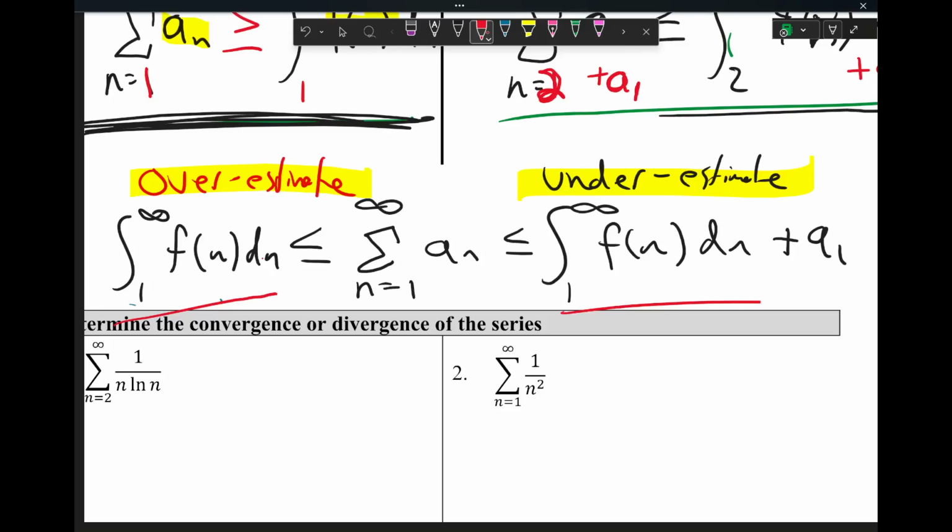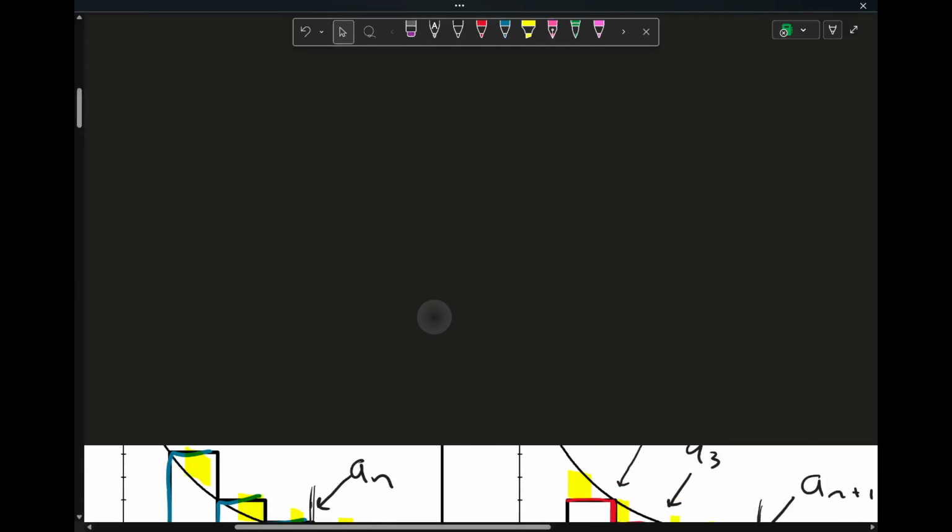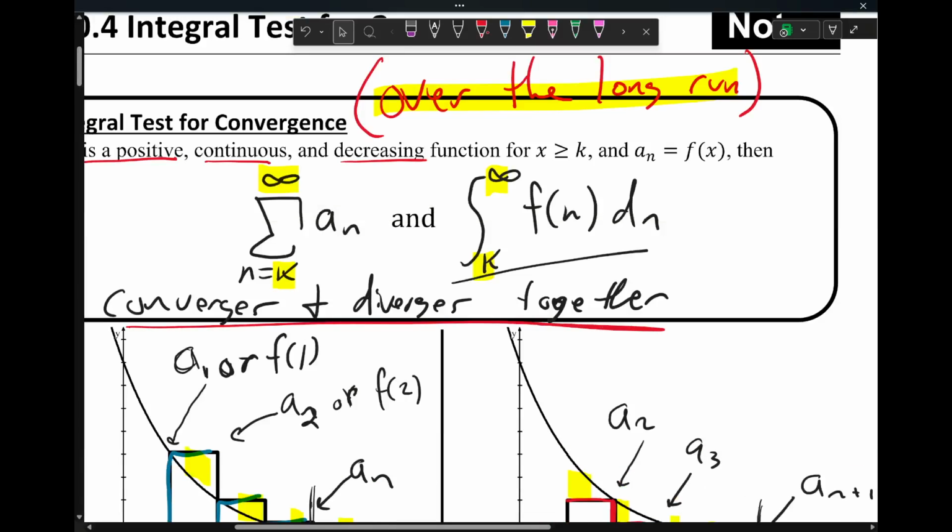If these are both going to numbers, then this has to go to a number. If this diverges, if this goes to infinity, adding a number to that makes it go to infinity, and if this is going to infinity and this is bigger, then this has to go to infinity too. So that's why it's a proof. If this stuff is converging, this also converges. If this stuff diverges, this diverges. So that's what we wrote down up here, but that's trying to show why.